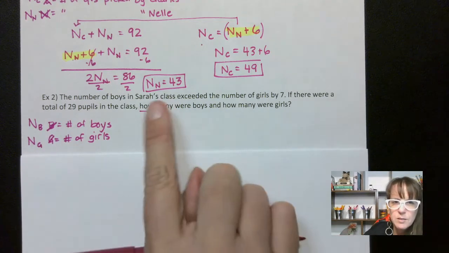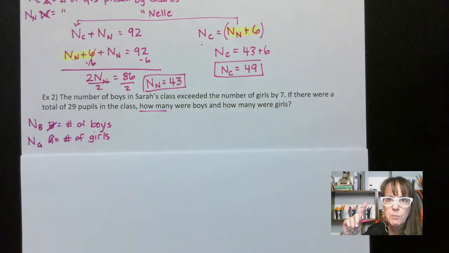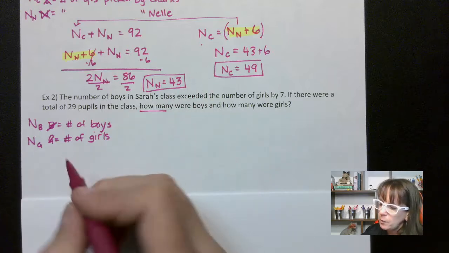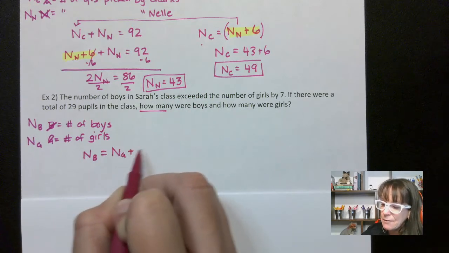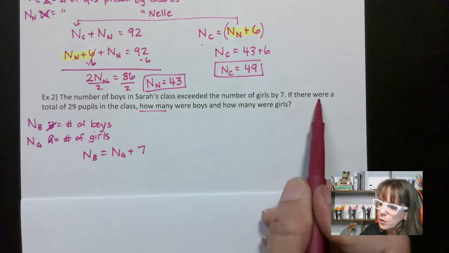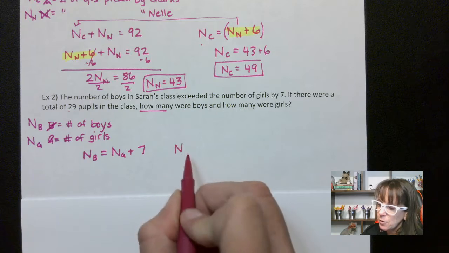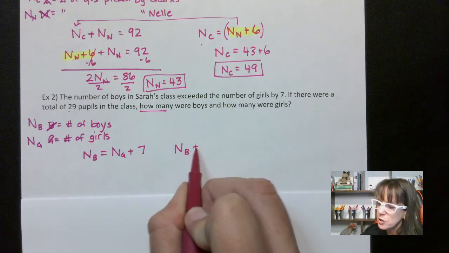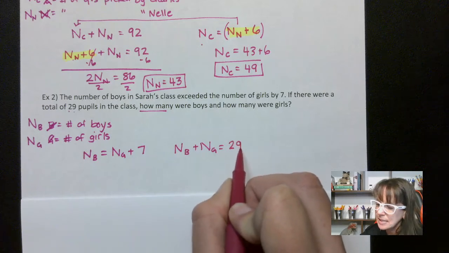Let's start with the number of boys in Sarah's class exceeded the number of girls by 7. So there were more boys than there were girls. So the number of boys equals the number of girls plus 7 more. If there were a total of 29 kids in the class, so if we took the total number of boys plus the total number of girls, we added that up, we would end up with 29.